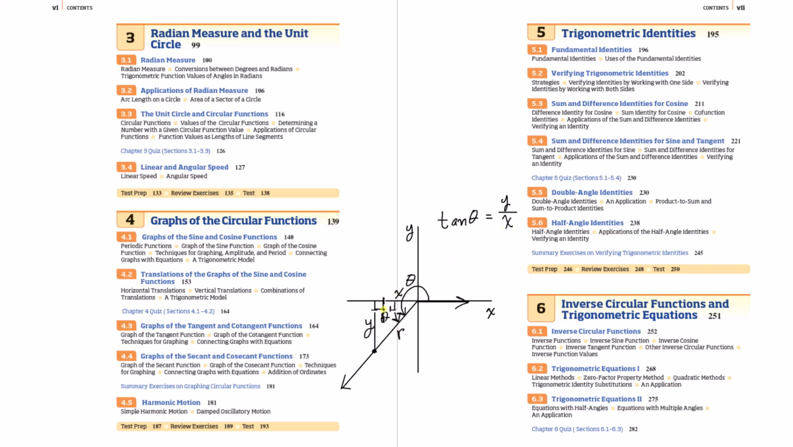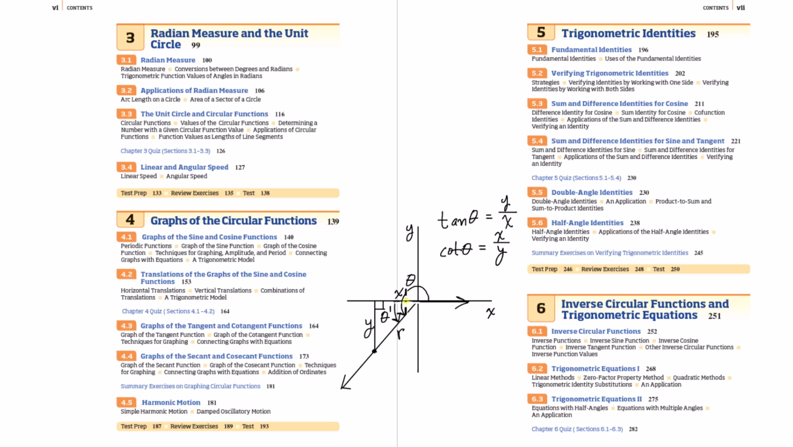So tangent theta is, you come here, you do opposite over adjacent. The y would be negative, the x would be negative. And then cotangent is just the reciprocal of tangent, so x over y.